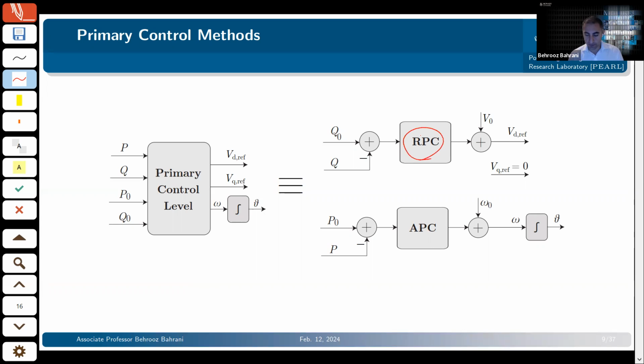One of them is called RPC, or reactive power control loop, and the other is APC, or active power control loop. Like I said, our reactive power is proportional to the magnitude of the voltage, so you can have a loop around reactive power and magnitude of the voltage. Typically, you force your VQ to 0, and you get VD through a SISO loop here.